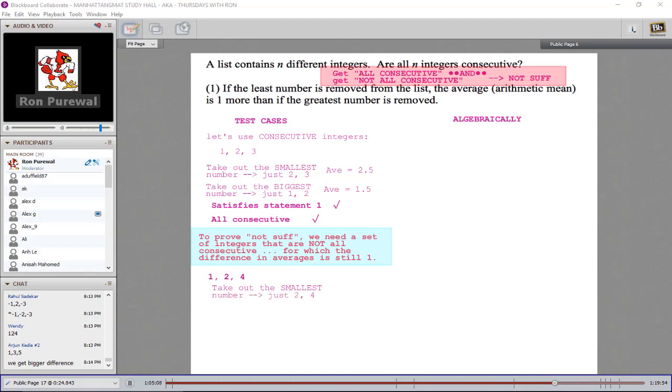The average is 3. And if we take out the biggest number, then we have just 1 and 2. The average is 1.5. I mean, you probably didn't even have to test this case, because with this list, the difference was 1. So if you move these numbers farther apart, then it's going to become more than 1. So you also could have just seen that.